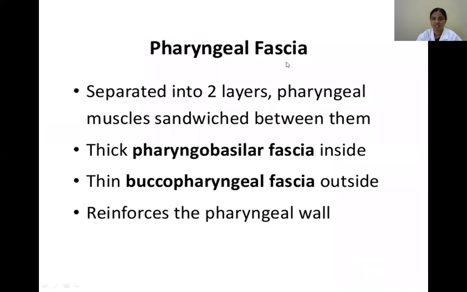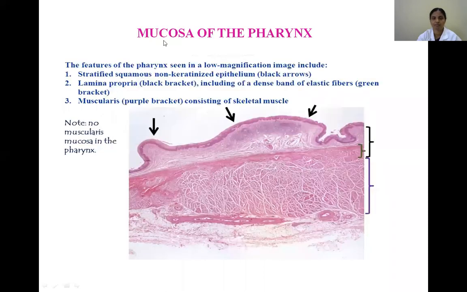So what is the pharyngeal fascia? As I told just now, there is a thick pharyngobasilar fascia inside and a thin buccopharyngeal fascia outside. These two fasciae reinforce the pharyngeal wall. But keep in mind, these fasciae do not restrict the pharyngeal musculature. If they were restricting, meaning very well defined fasciae, the musculature would not expand, and the wall of the pharynx would not be expanded.